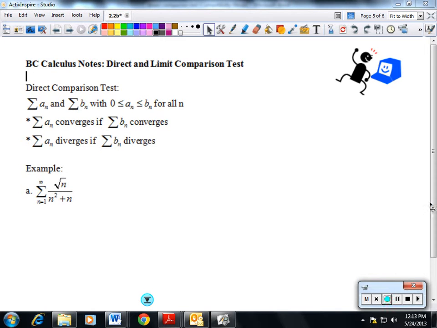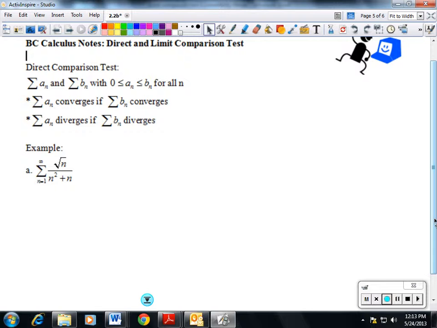This is my favorite test, the direct comparison test. In the direct comparison test, you compare your series to a known series that you already know whether or not it converges or diverges. And what it says is, if the series a sub n and the series b sub n, if a sub n comes underneath b sub n, that a sub n converges if b sub n converges, and a sub n diverges if b sub n diverges.